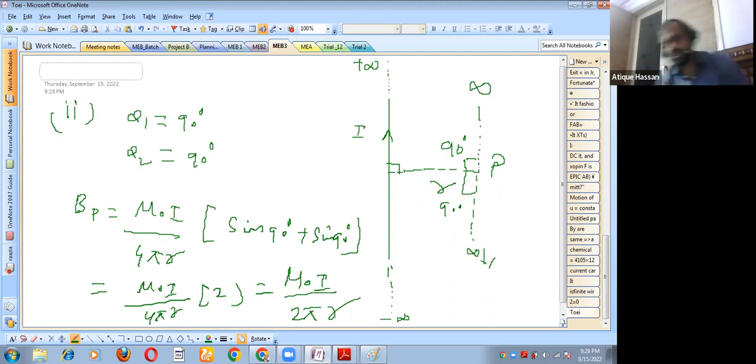So that formula can also be generalized to find the magnetic field due to an infinite wire. Understood?